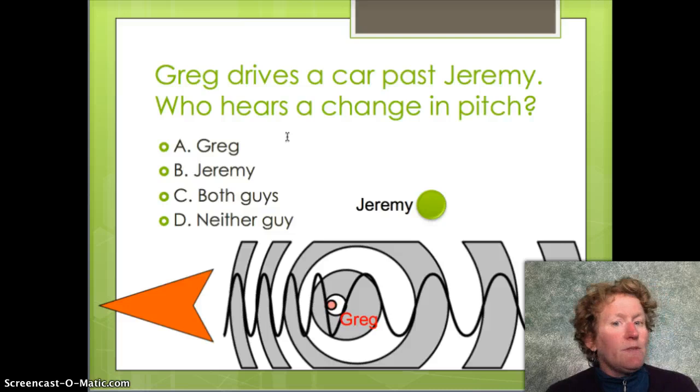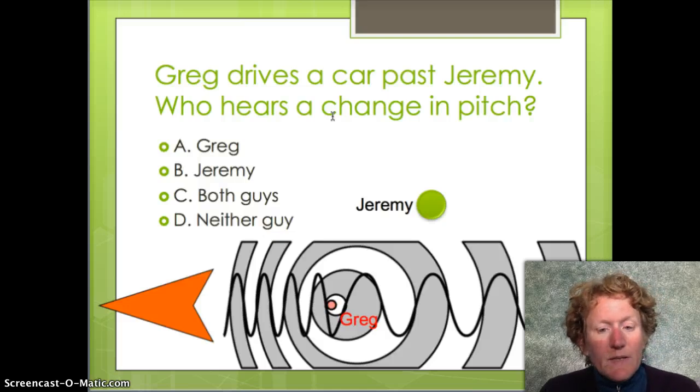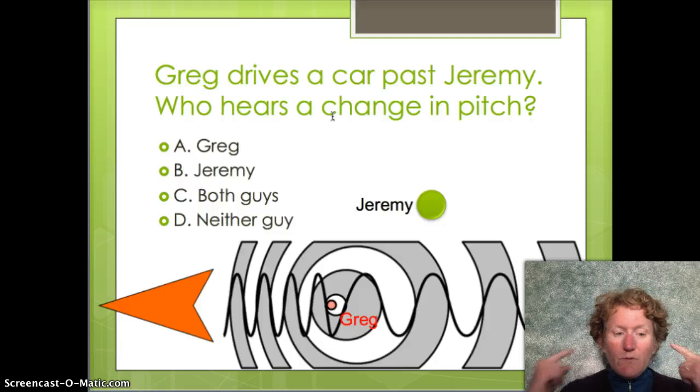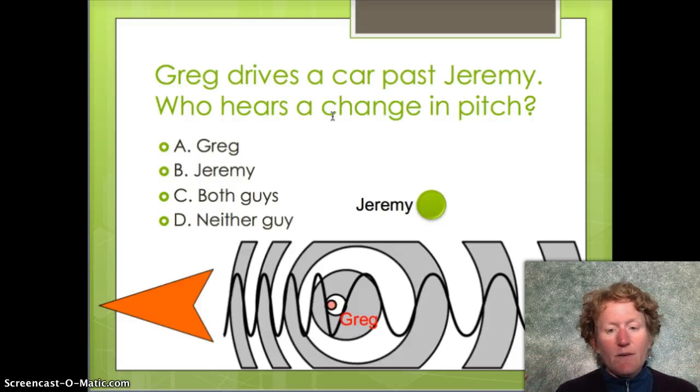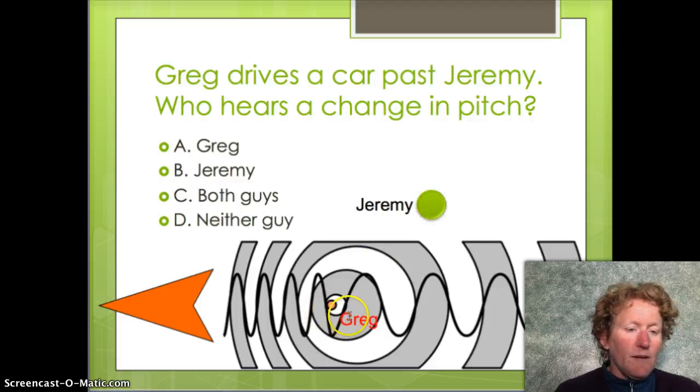If Greg drives his car past Jeremy, who hears the change in pitch? Remember, in the Doppler effect, we talked about how it's relative. The sound has to change relative to your ears. If you're sitting in the car listening to your radio, the radio is always about the same speed and distance from your ears. So Greg, sitting in the car, is always hearing the radio the same way. But if Greg has his windows down and Jeremy's hearing the sound from Greg's car, it's going to change for Jeremy.